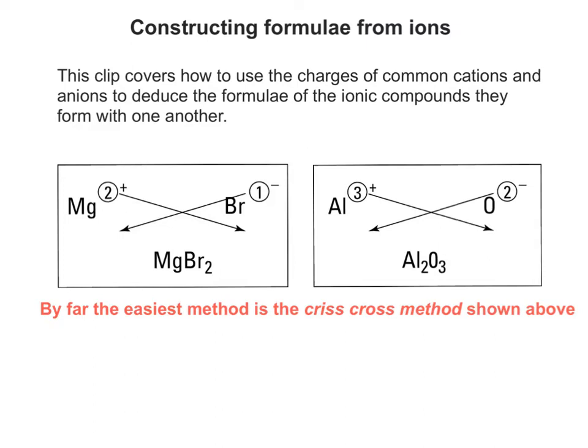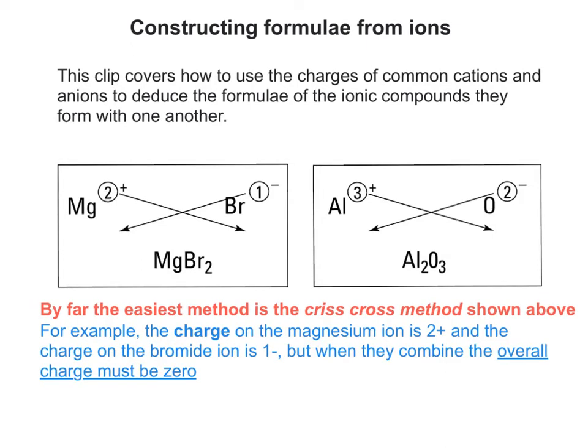So basically what you're trying to do is to find the lowest common multiple of the ratio of the ions. For example, if you look at magnesium bromide, you can use the crisscross method. What we're looking at is we take the charge of one and we make it the number of atoms, or the number of ions, of the other.